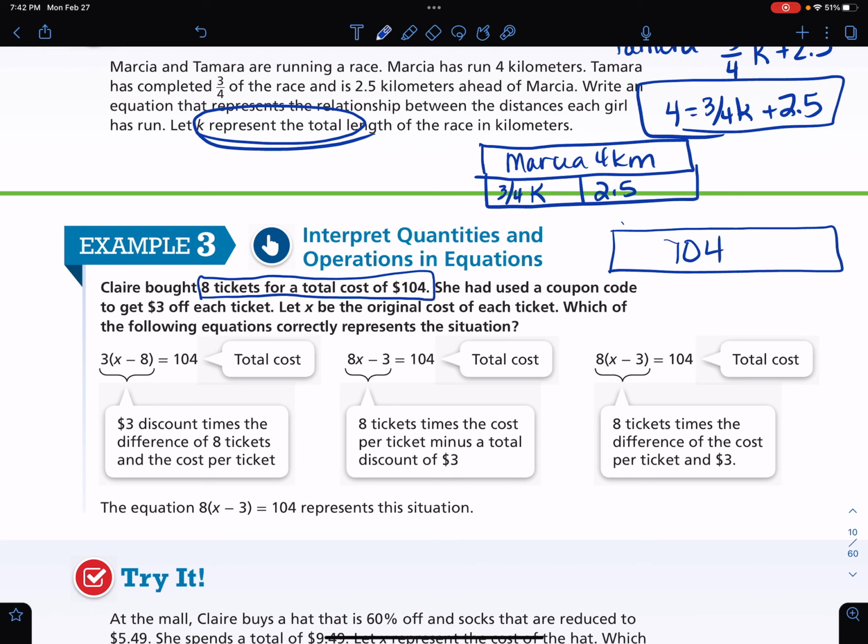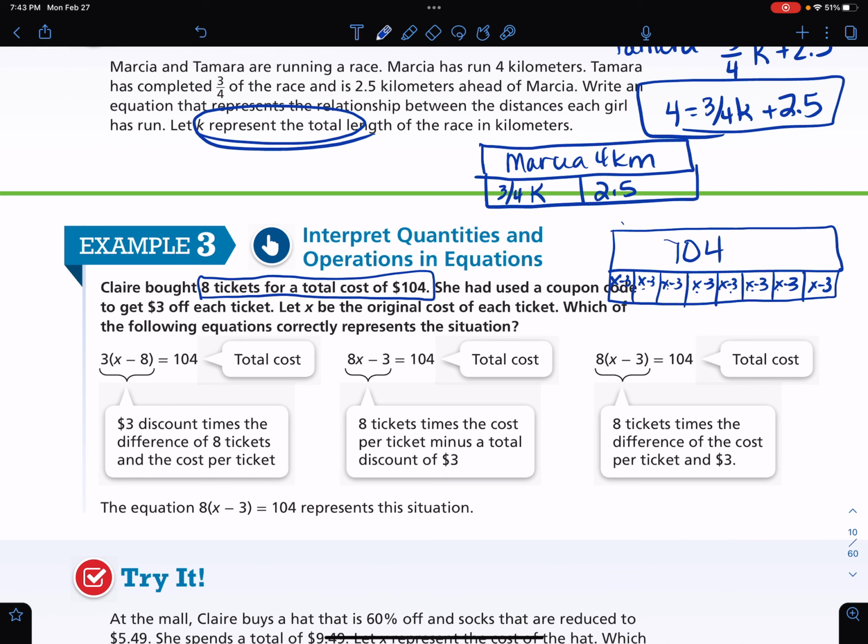So, how many tickets did she buy? 8. So, I am going to divide this into 8. 1, 2, 3, 4, 5, 6, 7, 8. Okay, so if it cost X, but I got a coupon for each one, that would be X minus 3 inside of each one of these boxes. I hope that makes sense. I'm not going to just save $3 once. I'm going to save $3 8 times because I bought 8 tickets.